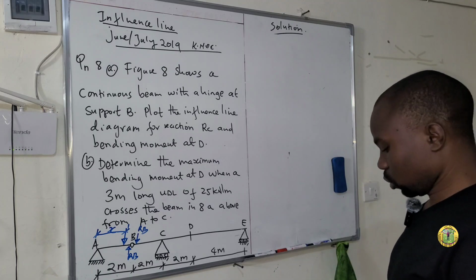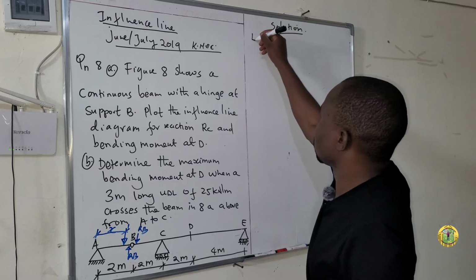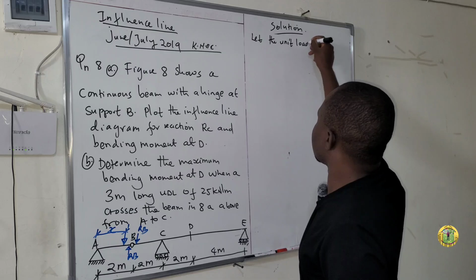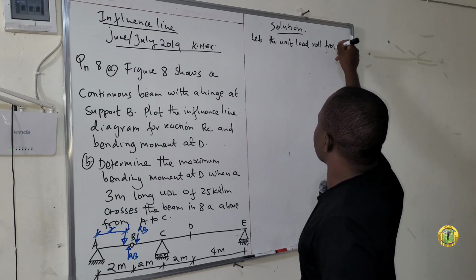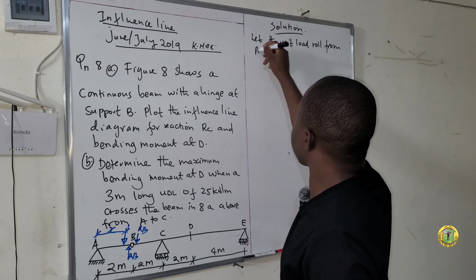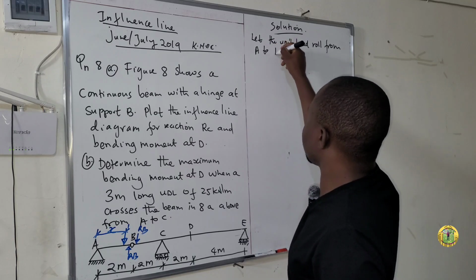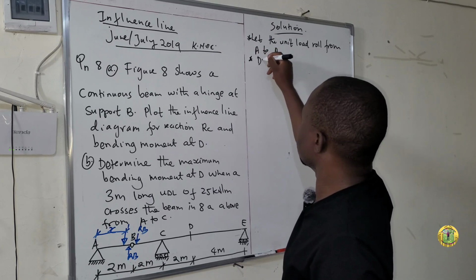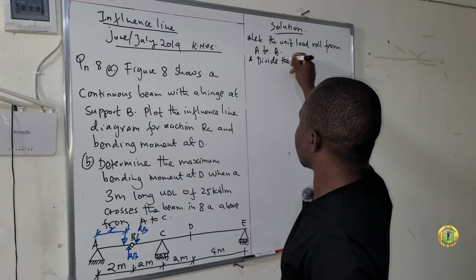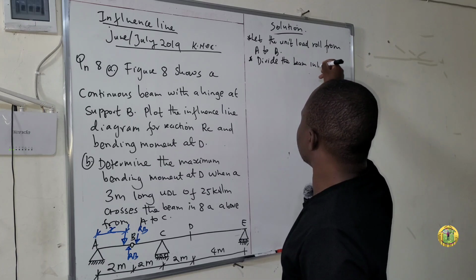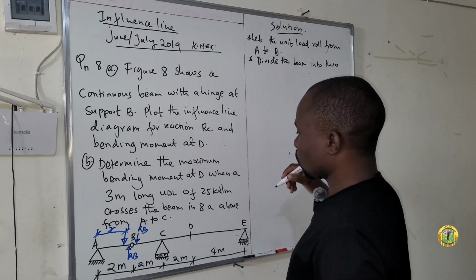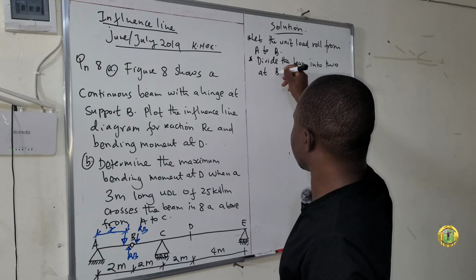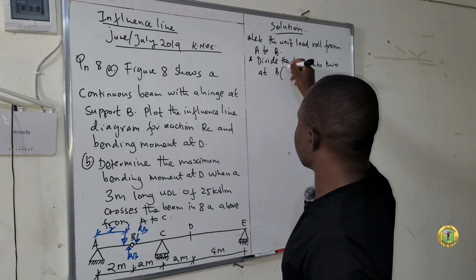The first thing to do is to say that the unit load rolls from A to B. So this is part of the solution. And then you will say divide the beam into 2 at B, where we have a hinge.